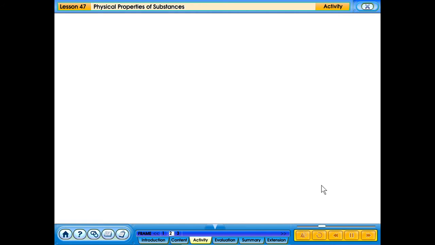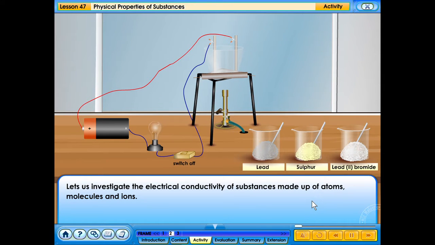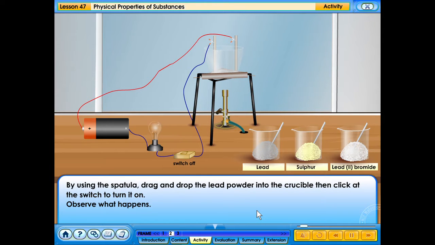Let us investigate the electrical conductivity of substances made up of atoms, molecules, and ions. By using the spatula, drag and drop the lead powder into the crucible. Then click at the switch to turn it on. Observe what happens.